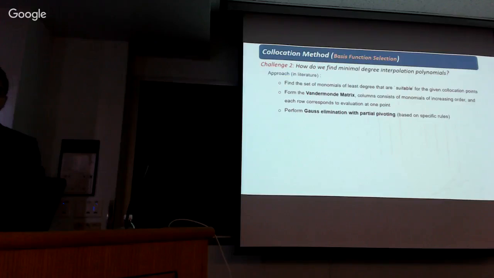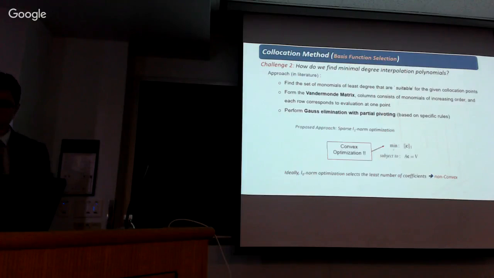Then I will go to finding the best selection of the basis functions. How should I find the minimal degree of interpolation polynomials? In the literature, they have used the Vandermonde matrix and Gaussian elimination with partial pivoting. But here I want to propose a sparse optimization for finding the least degree polynomial and choosing the exact monomials that are suitable for our problem.